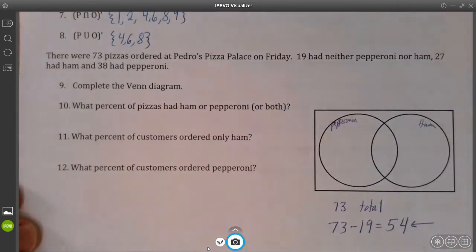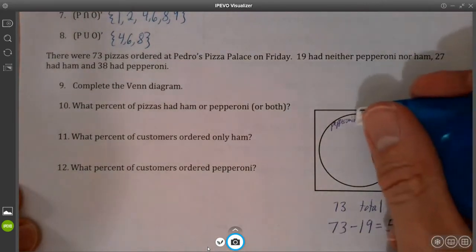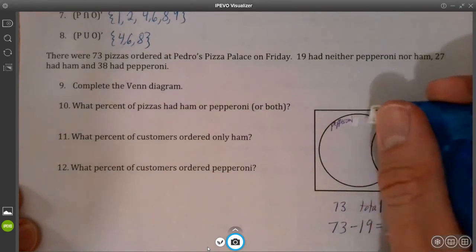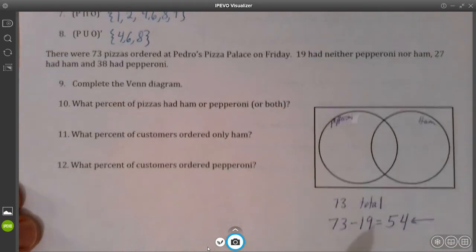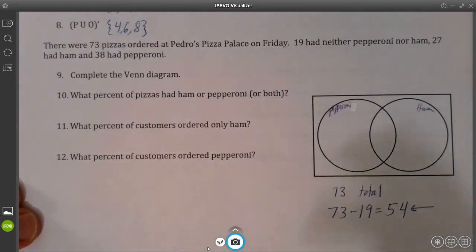I misspelled pepperoni. I put pepperonin. Okay, let me fill you in on what's going through my head right now. We have pepperoni, we have ham, and we have people that did not get either. That would be 19 people.